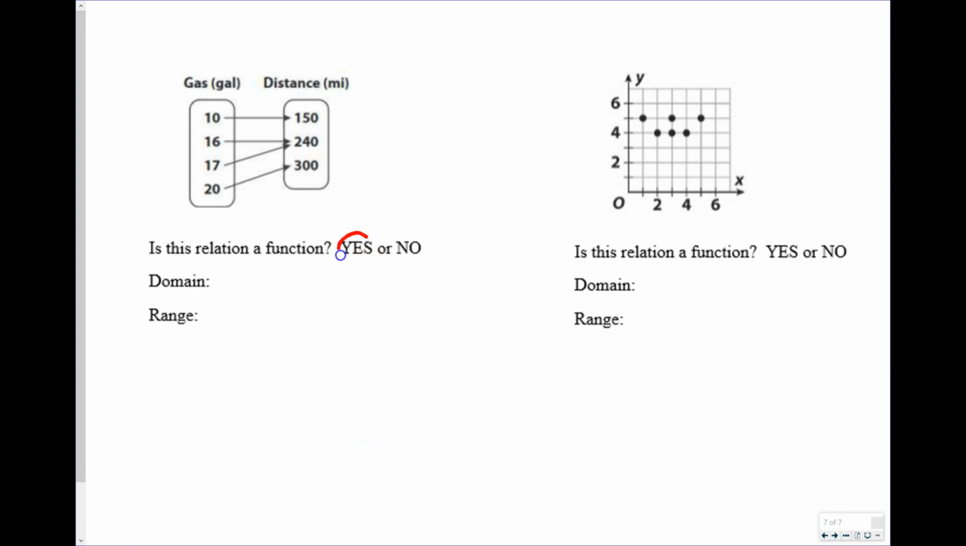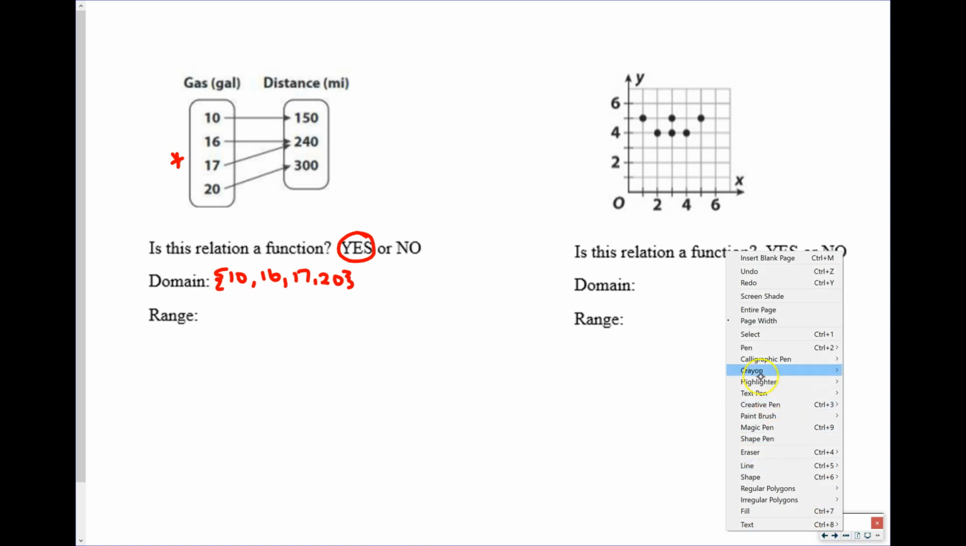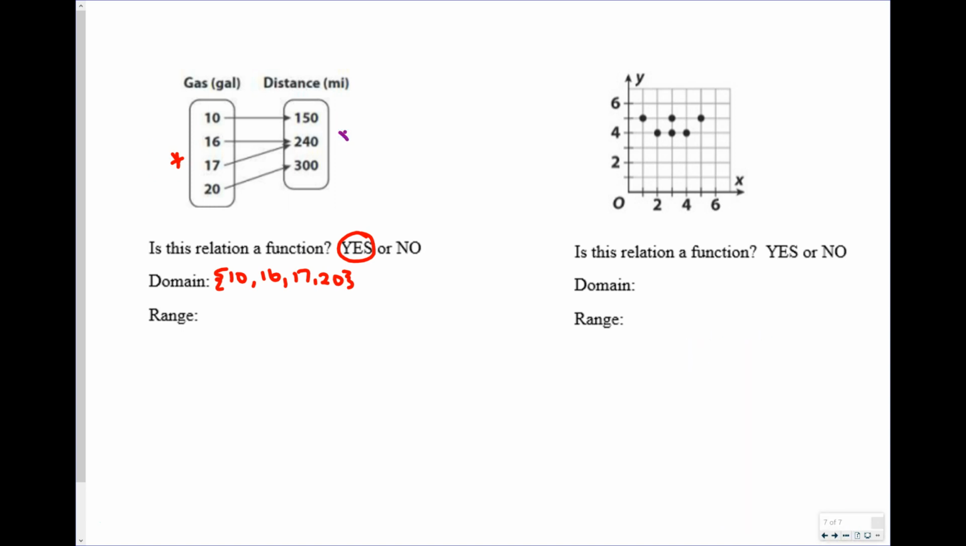It absolutely is a function because each of these numbers maps to a different output. Each input has its own output. And the domain here, remember your brackets. Your domain will be 10, 16, 17, and 20. Because remember, this is your domain. And then your range is just going to be the outputs, which is over here. Squiggly bracket, and then from least to greatest. Don't forget that. Sometimes they'll already be that way, but sometimes they won't. Cool. Domain and range, done.